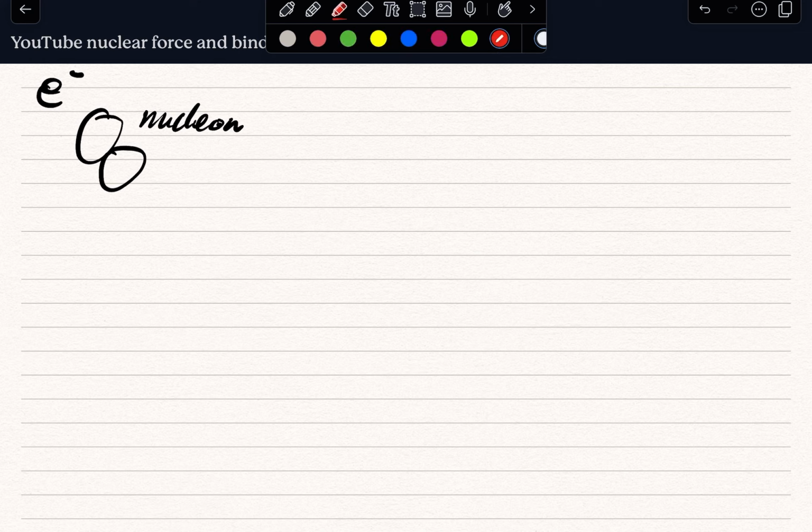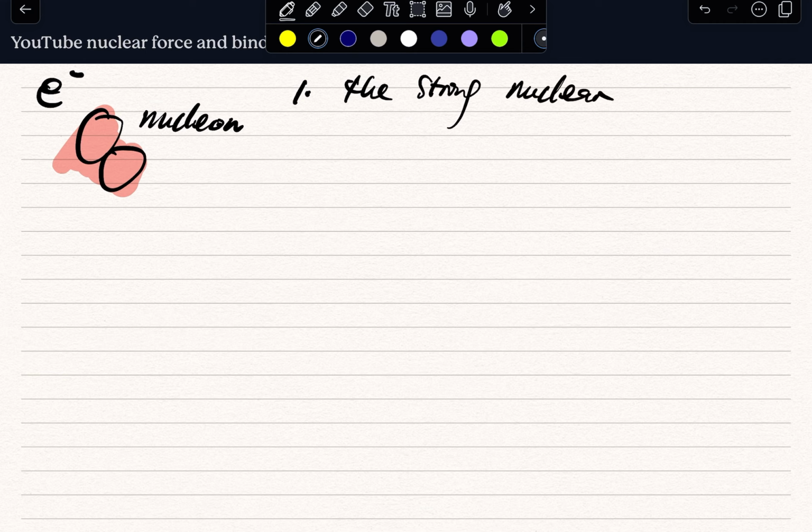So there are two forces acting on the nucleus. One is the strong nuclear force. Why do we need this force? Because as we know, neutrons are neutral. They're not negatively charged, so they can't be attracted to the positive protons. So this strong nuclear force basically binds the nucleons together and keeps things together.